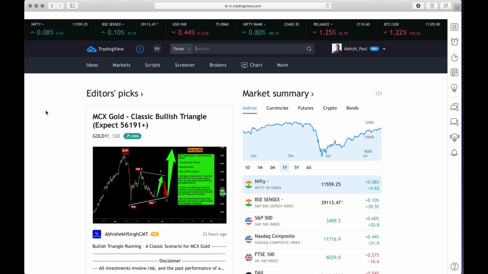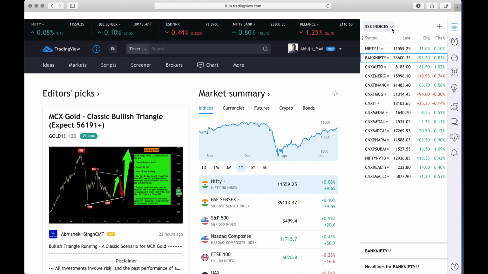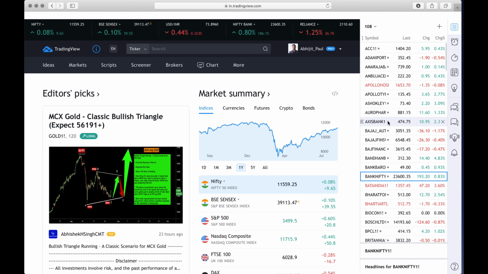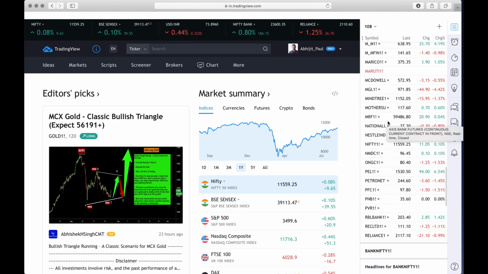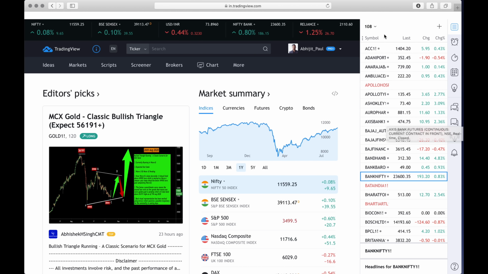Market went through their derivatives expiry today. We can take a quick look. I've created a separate watch list for the NSE indices. By the way, those who are not aware, TradingView is now capable of sharing future market data, the National Stock Exchange future market data with us. That's a very big positive news for the users of TradingView.